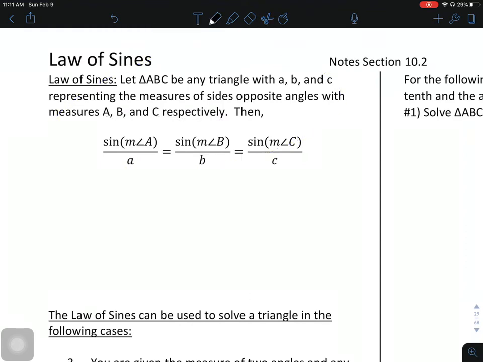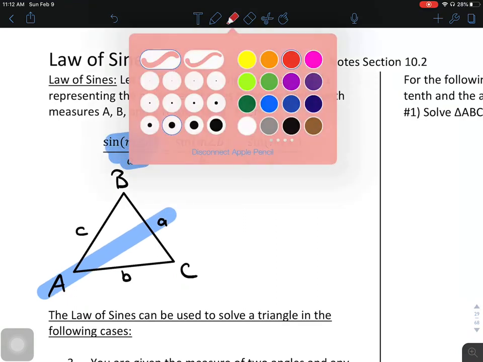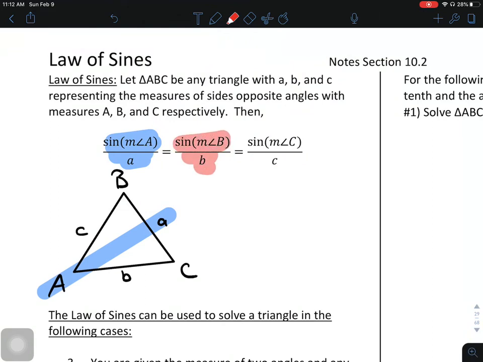So let's draw this triangle. It can be any type of triangle, it really doesn't matter what it is. Let's say that the angles are A, B, and C. Opposite A is the same letter but lowercase, same with B, same with C. According to the law of sines, if you take the sine of an angle over its opposite side, that's going to be the same ratio as the sine of a different angle over its opposite side, and the same as the sine of the third angle over its opposite side.